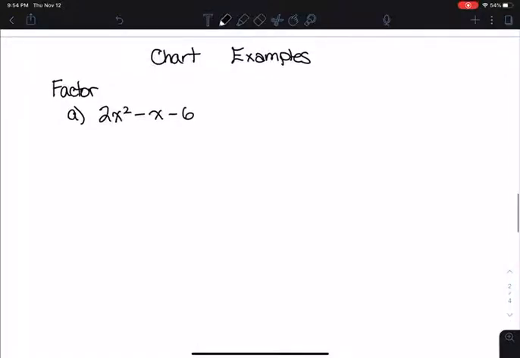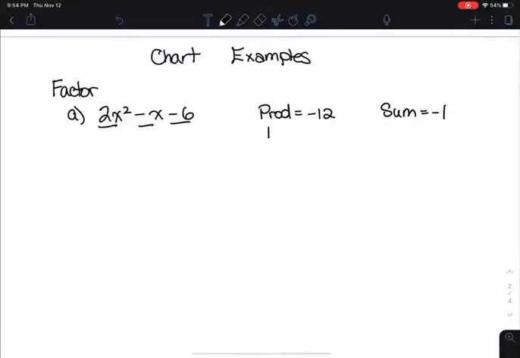So to start out with, I need the product and the sum. My product is the front times the back. I'll ignore the x's, so that's negative 12. And my sum is the middle term, which is negative 1. Remember that if there's no number in front of the x, it's 1. So we'll do this systematically, looking for products to make negative 12 and a sum of negative 1.